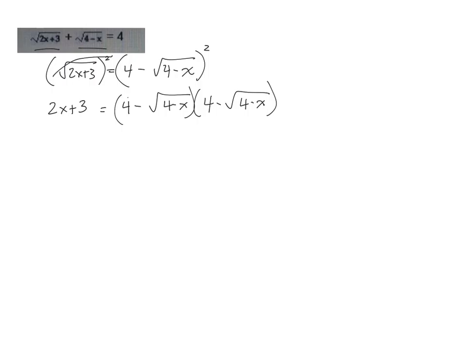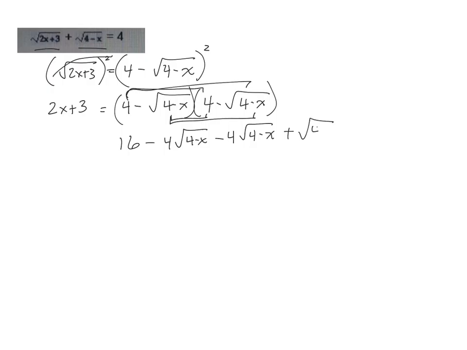Okay, now FOIL. So 4 times 4 is 16. 4 times that will be a negative 4 root 4 minus x. This times this will be another negative 4 root 4 minus x. And finally, this times this will be a positive root 4 minus x times another one. So it's really squared. So these two things cancel. So, where's my equal sign? There it is.